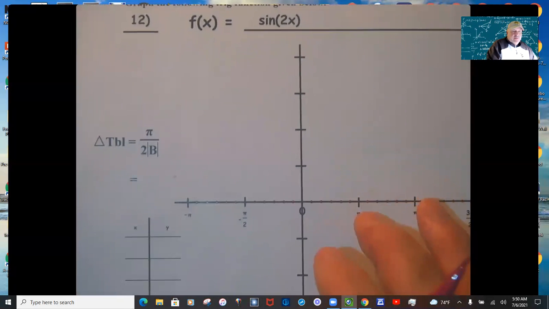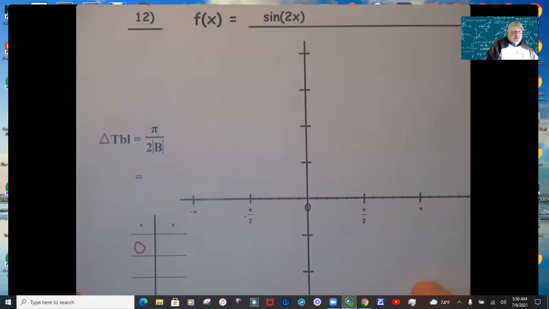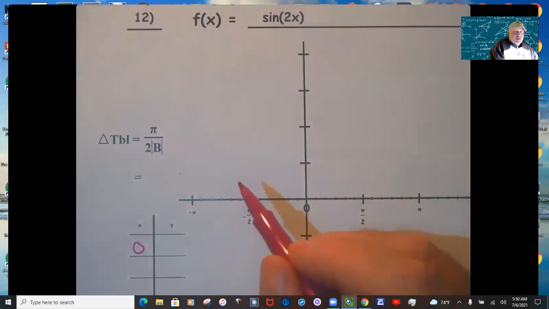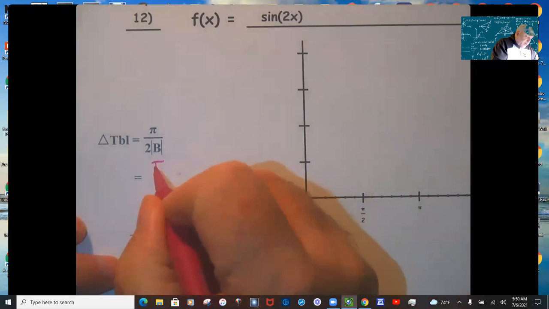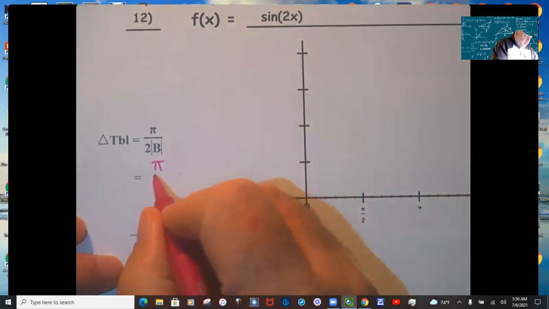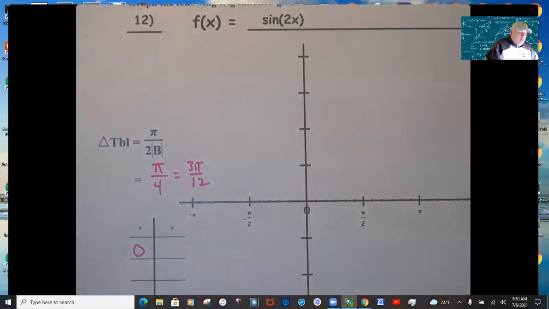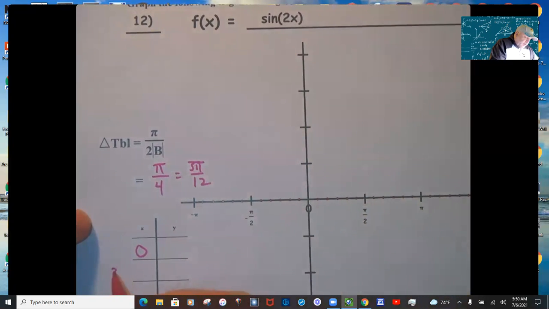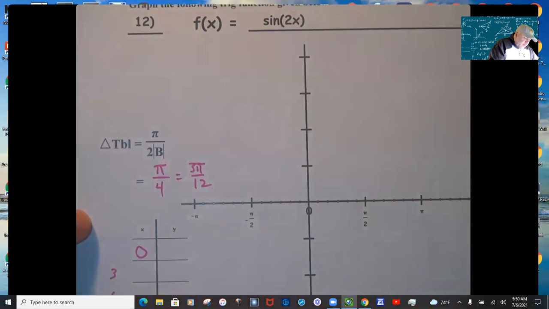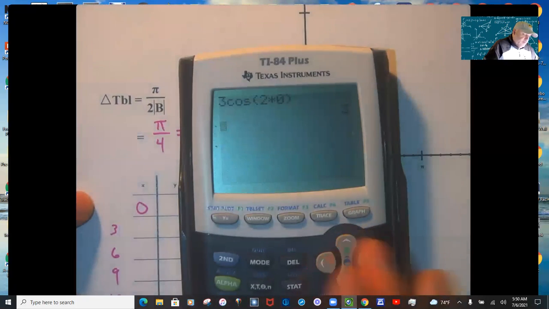So what I showed you on the first page with starting at 0, if you need to get a couple points going, you can with this. This is your delta table, which is going to allow us to determine how many scale marks we skip by. So pi over 2 times b. So b is 2. So it's pi over 4, which is 3 pi over 12. Okay, you need to turn it into pi over 12s to get the scale marks. So we're going to go by 3 scale marks each time. So we need to get the first point.